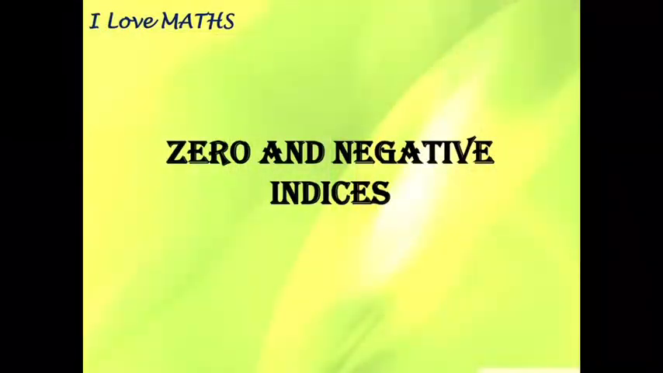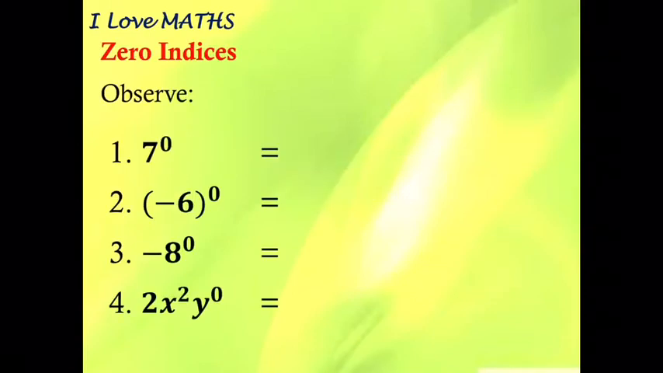0 and negative indices. So let's start with this one. 7 raised to 0 is what? Negative 6 raised to 0. The base is negative 6. So therefore, this is what? Negative 8 raised to 0. The base here is the 8. So copy the negative, and 8 raised to 0 is what? So therefore, the answer is negative 1.